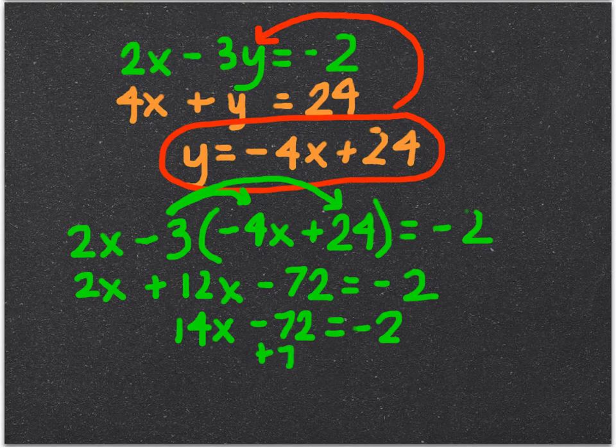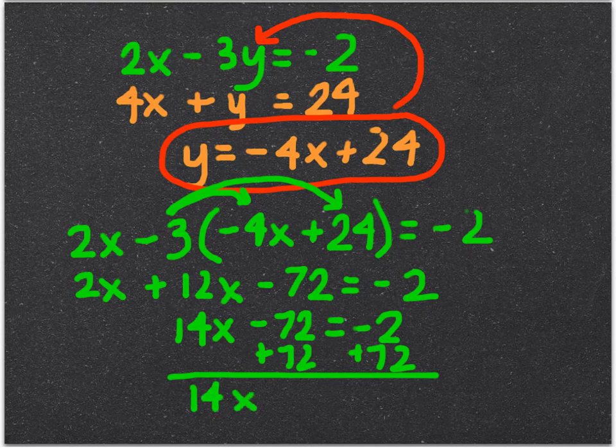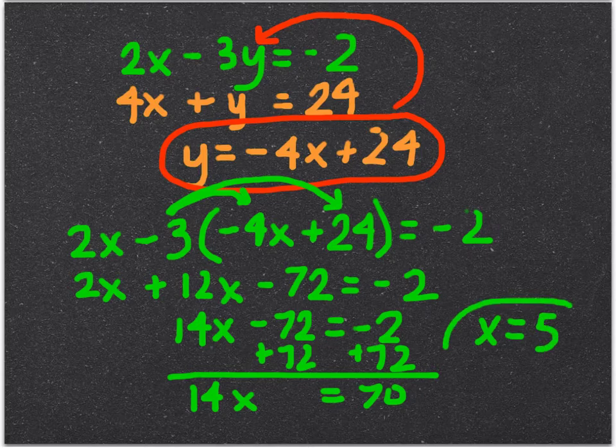Next I'll add 72 to each side. Running out of room here. So I get 14x equals 70. I'm going to divide both sides by 14, and then I get that x equals 5. So that's half of my answer, remember.